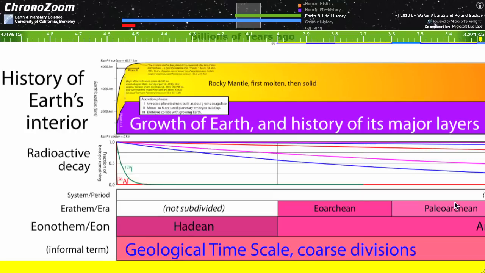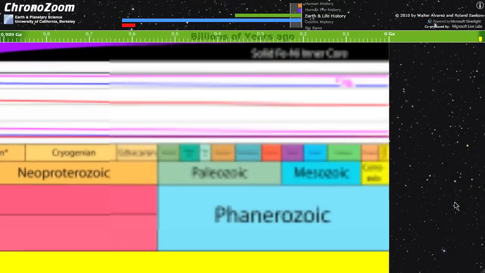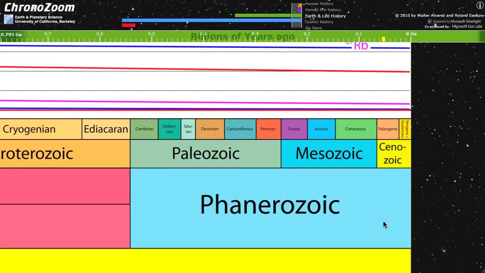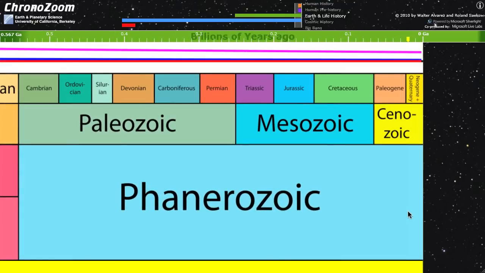Here's its assembly, and of its iron core here in purple during the accretion of our planet. Panning across toward the younger times to the right, we come to the last 542 million years, which geologists call the Phanerozoic, or the time of abundant, visible fossil life. These are the times about which geologists know the most because of the rich fossil record. But now, with radiometric dating, our understanding of times earlier than 542 million years is rapidly increasing.